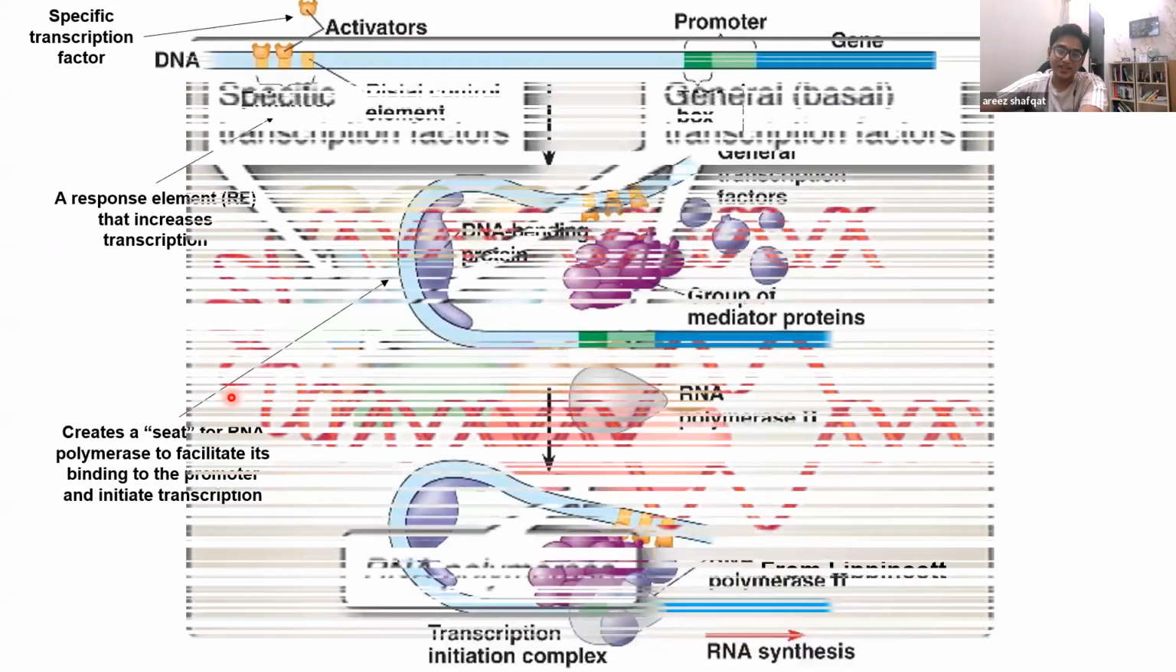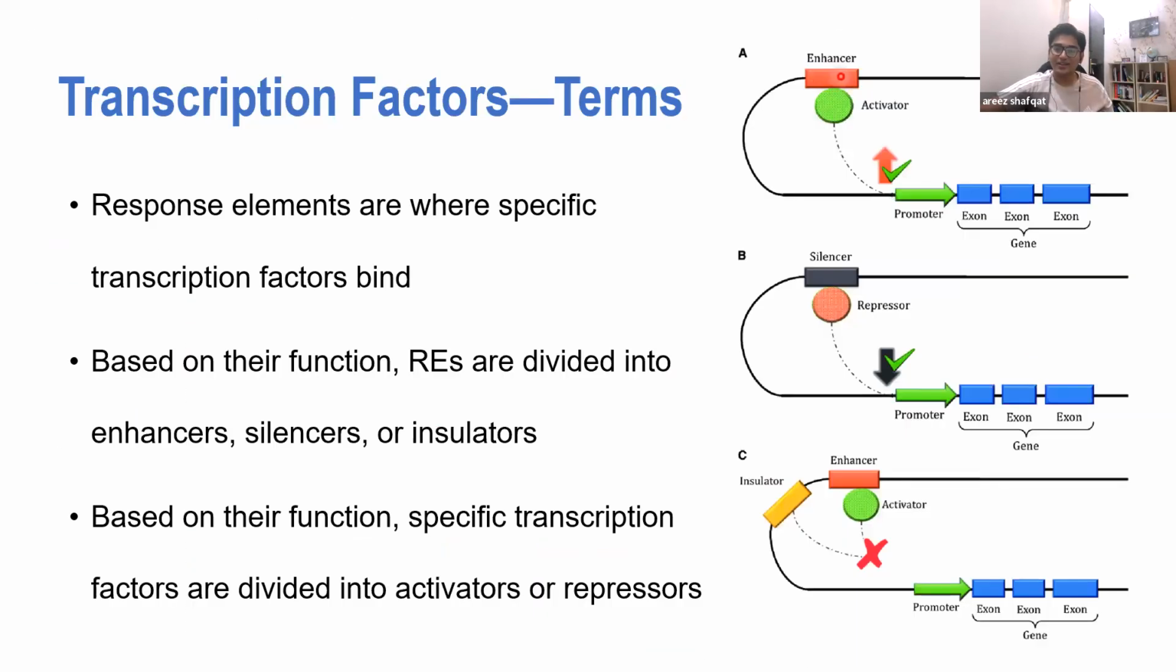Now, a response element can be an enhancer. It can be a silencer. Okay, so you have the response element, which is the DNA. It's not this transcription factor. The DNA can be an enhancer or a silencer. The transcription factor, if it binds an enhancer, it's called an activator. If it binds a silencer, it's called a repressor. Okay, so enhancer, silencer are response elements. Activator, repressor are specific transcription factors.